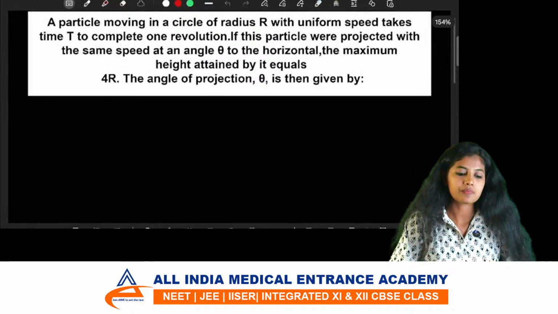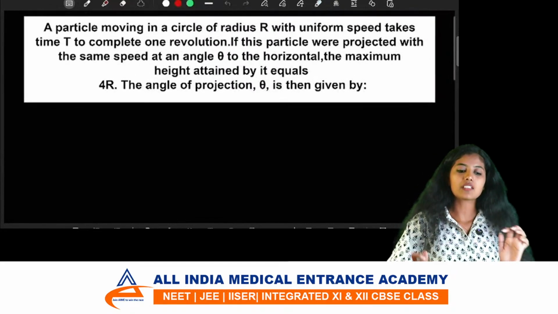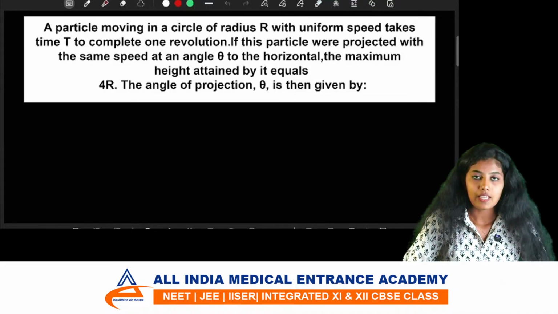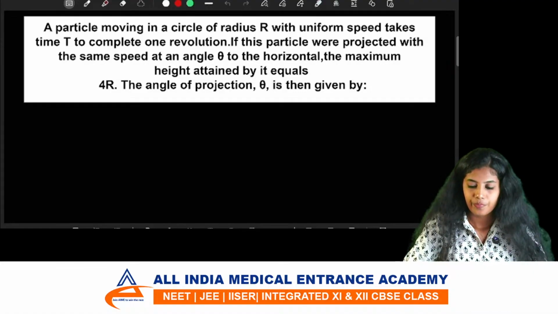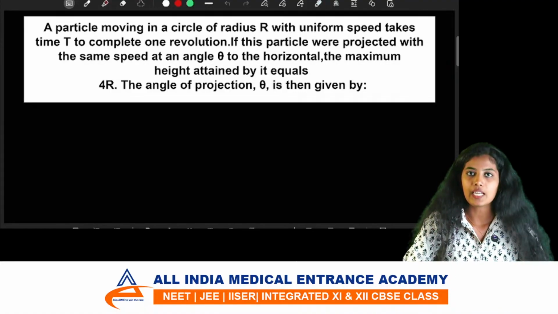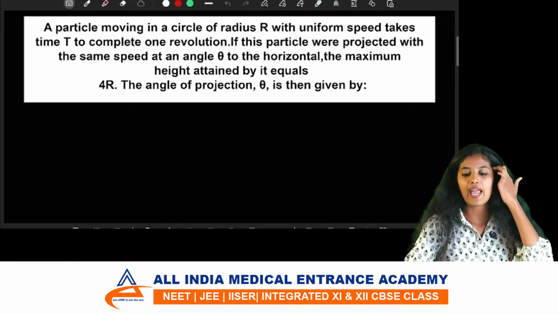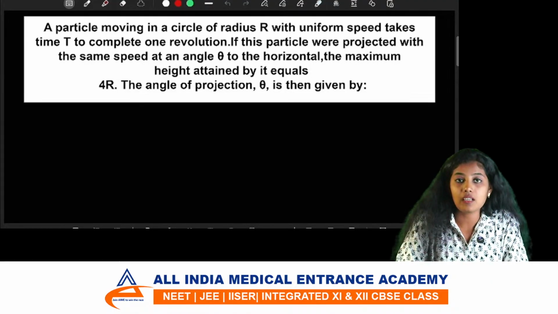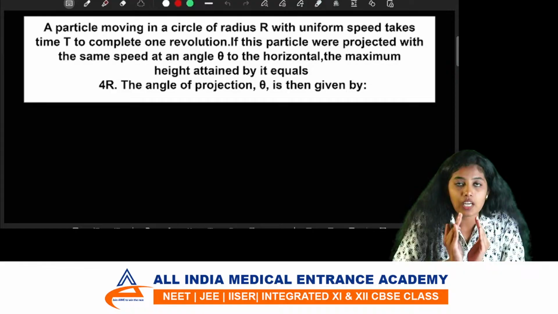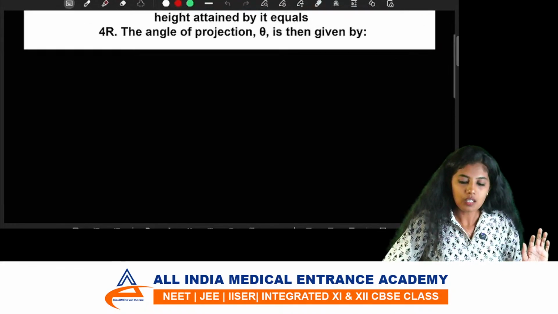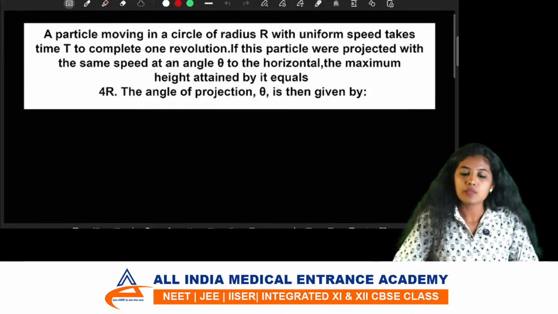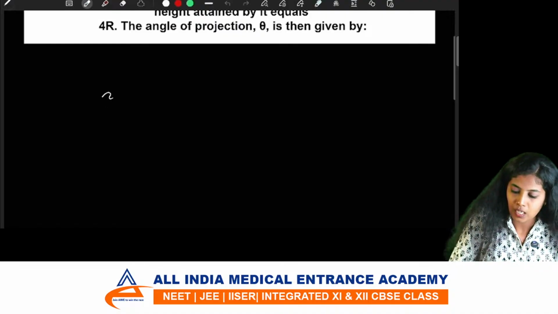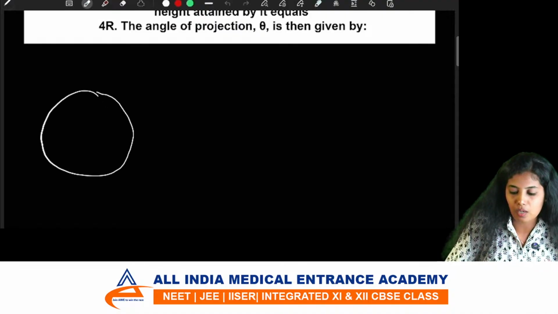The next question is given as: a particle moving in a circle of radius r with uniform speed takes time t to complete one revolution. If this particle were projected with the same speed at an angle theta on the horizontal, the maximum height attained by it equals 4r. Find the angle of projection. So here, two cases are given and we need to connect both these cases. So what is given? Particle is moving in a circle with a uniform speed. So first is a uniform circular motion.